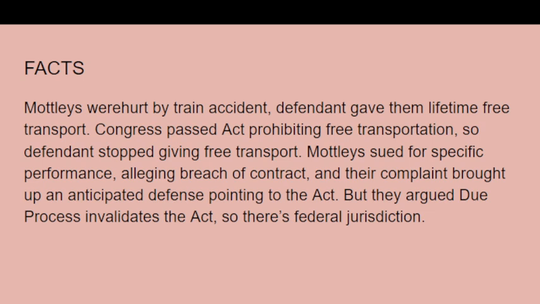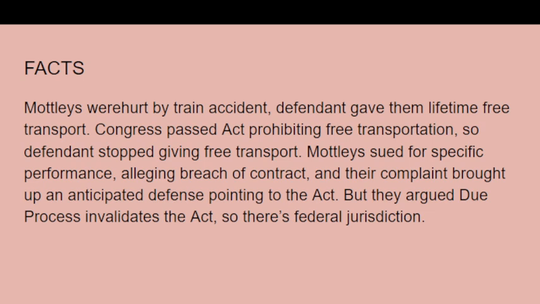The Mottleys were hurt by a train accident. The defendants gave them lifetime free transport to compensate for this. So Congress passed an act prohibiting free transportation. So the defendants stopped giving them free transportation because of that law. It was against the law.